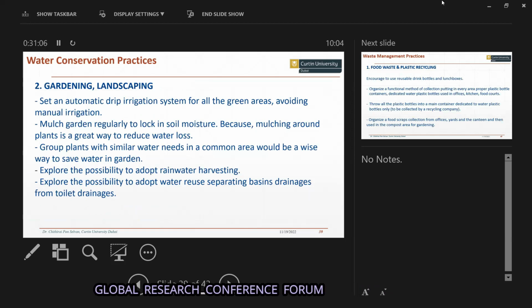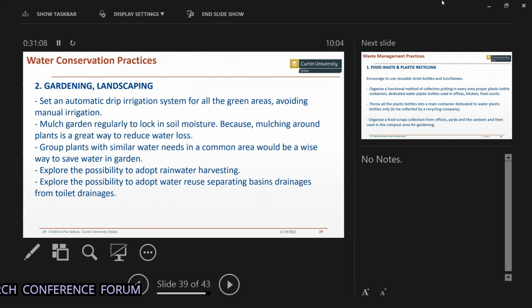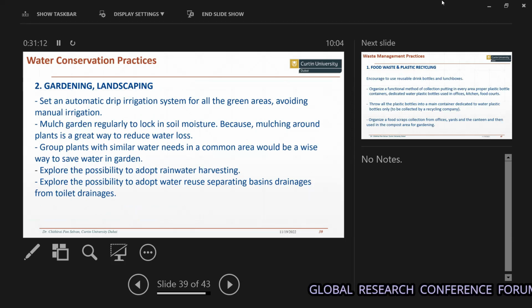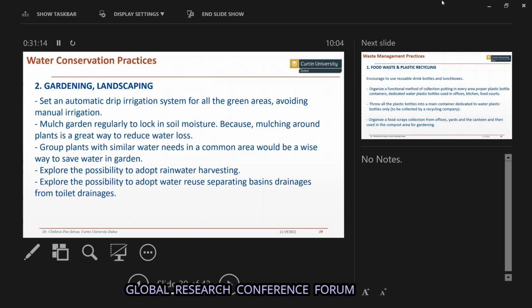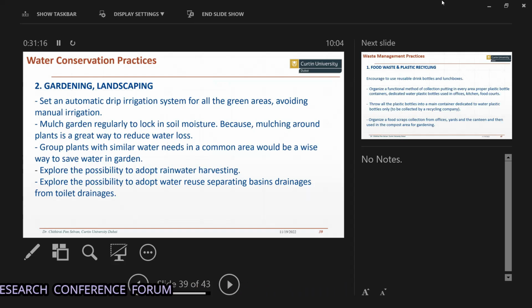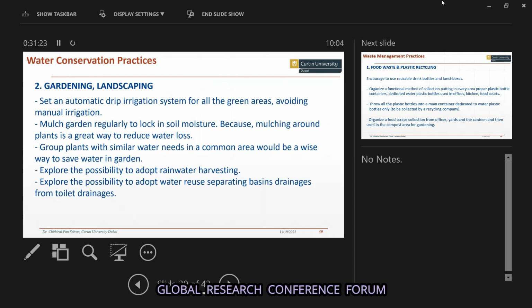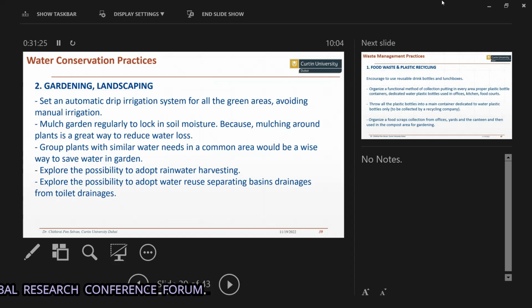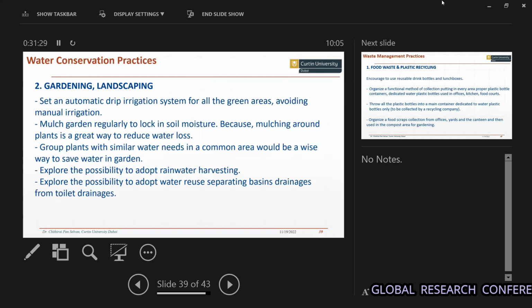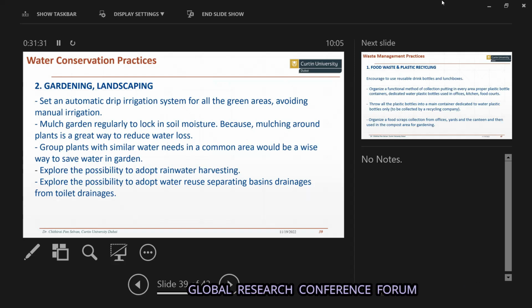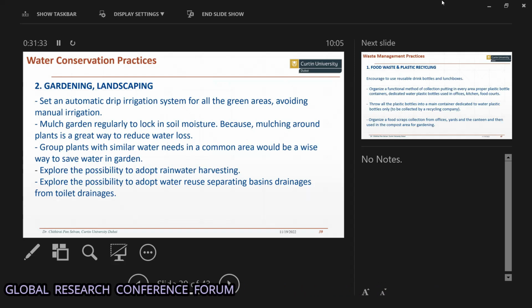Second, use an automated drip irrigation system, regularly checked against soil moisture. Group plants with similar water needs in the same area. Some plants need more water, some less. If we group plants with similar water needs, then we can supply a similar amount of water. Explore the possibility of rainwater harvesting. Explore the possibility of water reuse. All these things are based on this.